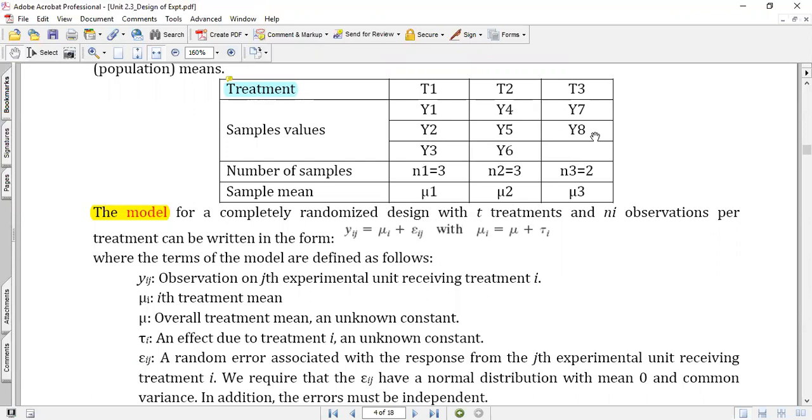Y1 to Y8, the response is not the same. Maybe because there is a natural variation. Because of natural variation, all are not having the same value. That is why all are not having the same value as mu. There is some variation. That is our natural variation.